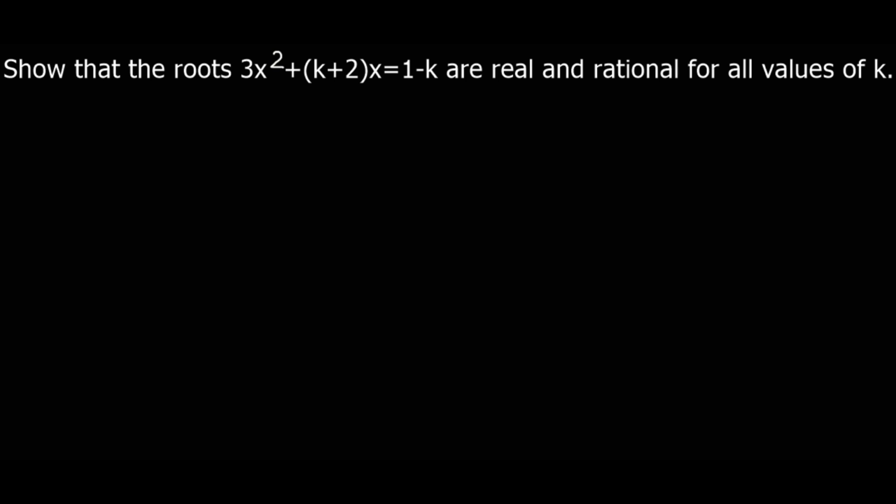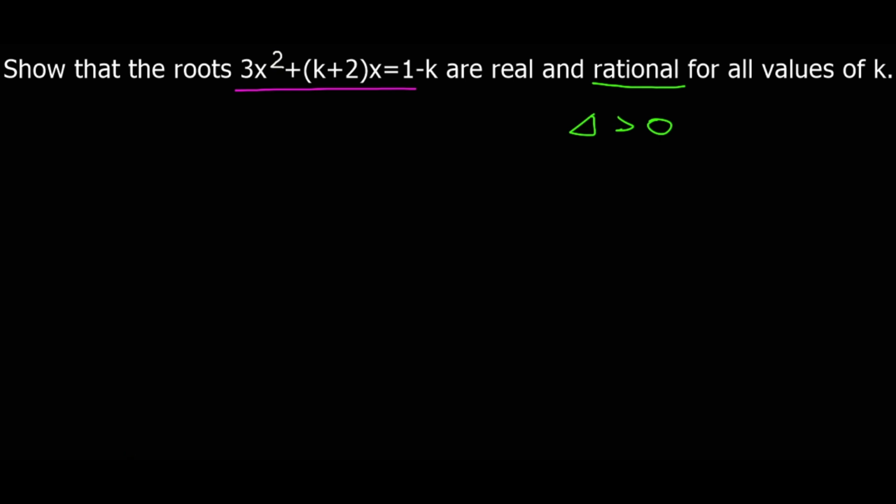This one, show that the roots of 3x squared plus 8k plus 2x equals 1 minus k are real, rational for all values of k. So what is important: if it's rational, we expect our delta to be greater than 0, and at the same time be a perfect square. So that is a key thing.